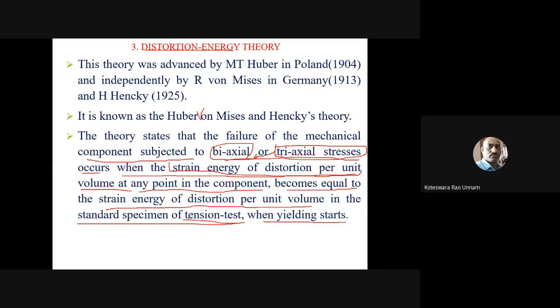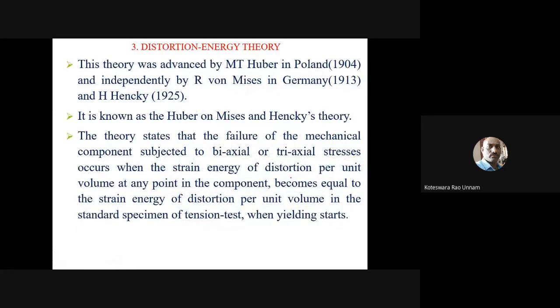In a simple tension test we know a uniaxial state of stress exists. Generally strain energy is denoted by U, so I will denote distortion strain energy as UD. If I am able to find this UD for a triaxial state of stress, from the same expression I can derive it for the biaxial case as well as the simple tension test, all three conditions. Then I can write the failure theory also.